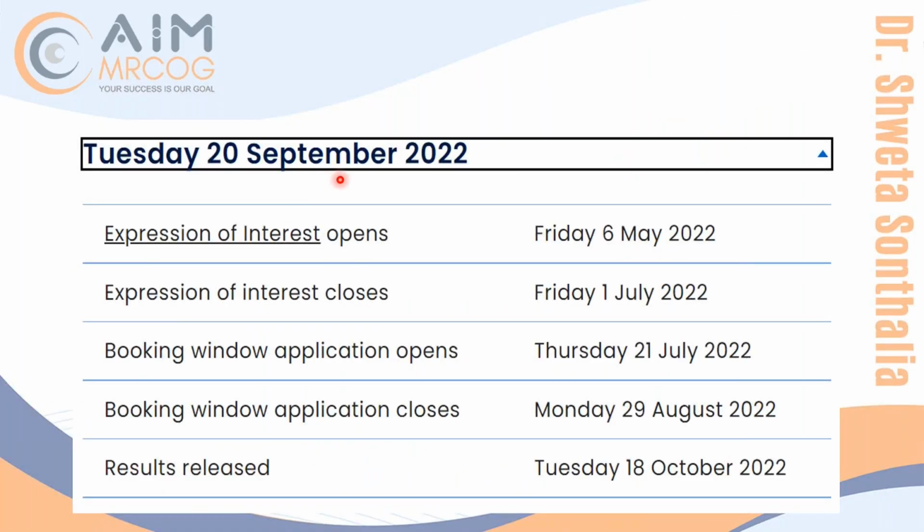Now, if you see, the expression of interest for January has not come yet. For the July exam, everybody has already booked. For September, the expression of interest opened on Friday, 6th May, and it will close on Friday, 1st July. So if you are planning for September, you have time till 1st July to send your expression of interest. Don't miss the date. Never miss the calendar. The booking window will open on 21st July. This is for the September exam, and for January, it will come later.